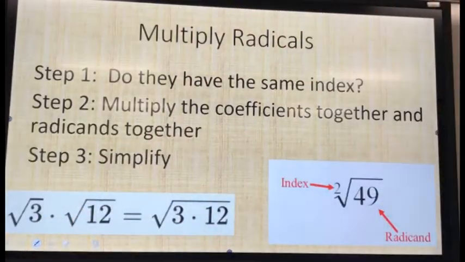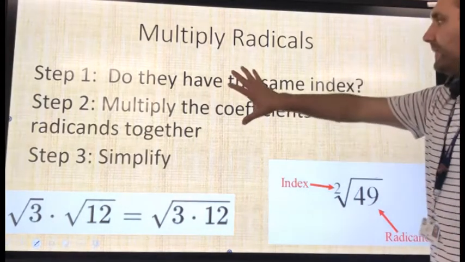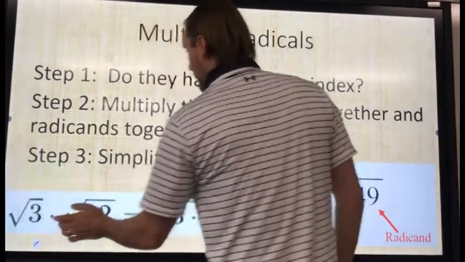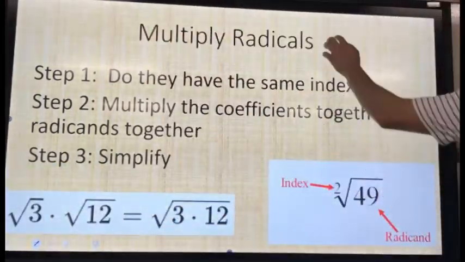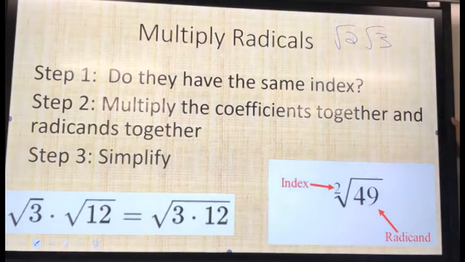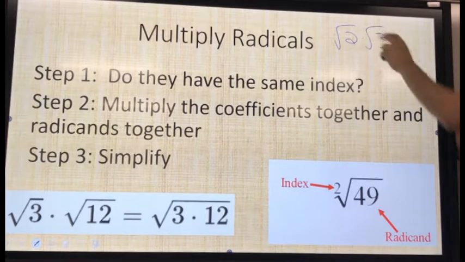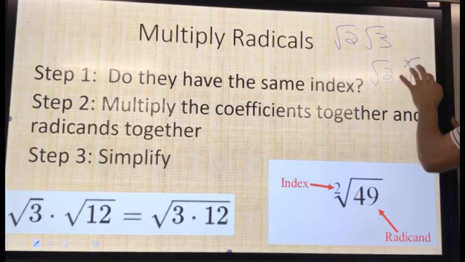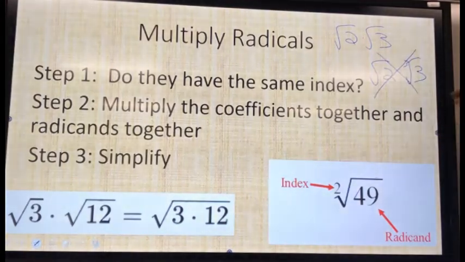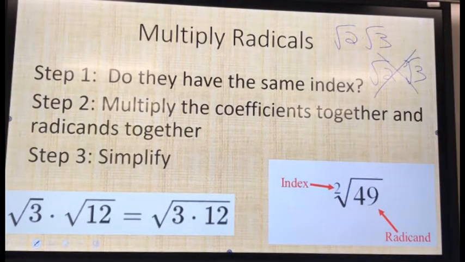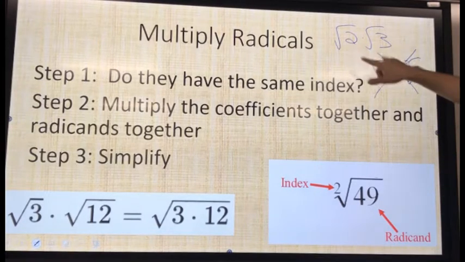Multiplying may be a little bit easier. Multiplying, the first step is, do they have the same power? That's all I want to check. So a square root of 2 times the square root of 3 is okay, as long as they have the same power. Yet a square root of 2 times a cube root of 3 is not okay, because they have different powers. So as long as they have the same power, you can multiply them together. I'm not worrying about the radicands this time.